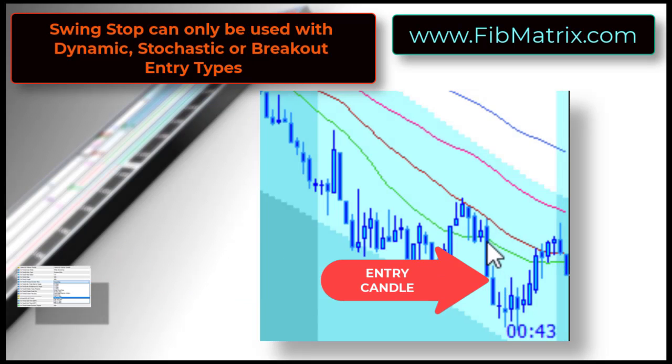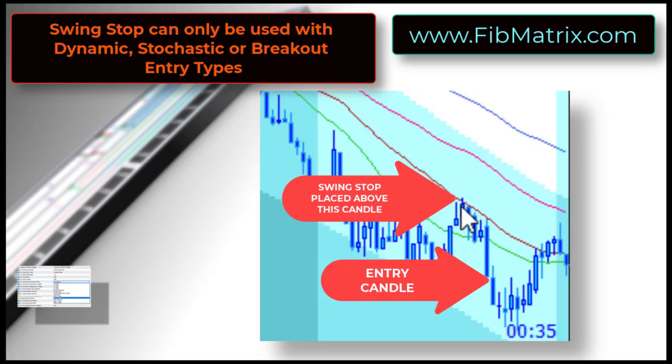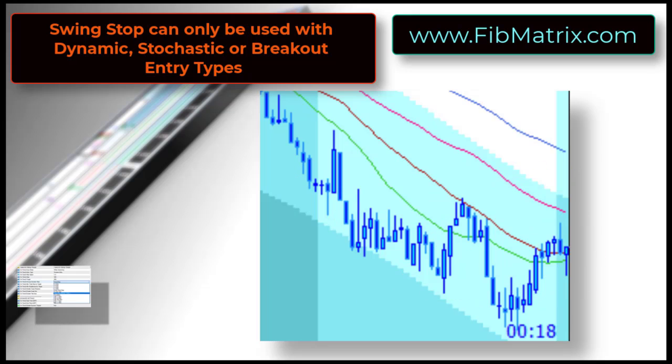It goes back 15 candles, 1, 2, 3, 4, 5, 6, 7, 8, 9, 10, 11, somewhere in here. And it takes the highest point in there. So that's this peak, and that's your stop. So after this entry, this would be the stop. So that's what the swing stop is.